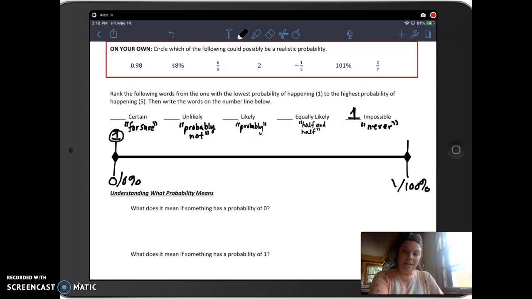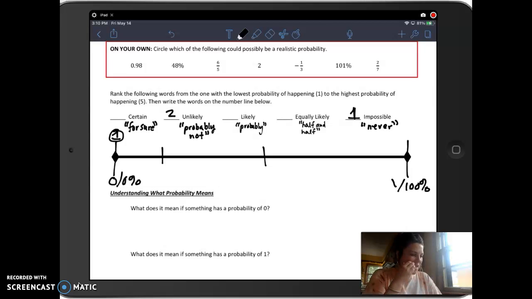All right, next would come unlikely. So something that is unlikely to happen, it's probably not going to happen. It could, there's a small chance, probably not. So that's going to be somewhere in between 0 and 50, somewhere close to 0. I would say maybe around there. It could vary depending on the scenario.